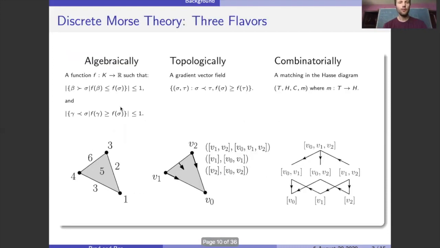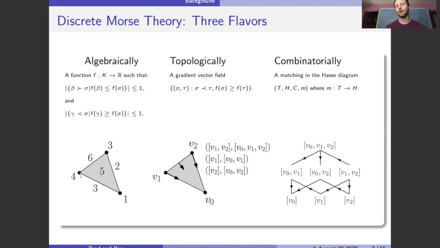So we're going to work with discrete Morse theory. We can think of a discrete Morse function in 3 flavors. Algebraically, we have a function from, so here we're going to talk about our topological space as a simplicial complex. These results hold for the more general CW complex, but we're going to stick with simplicial complexes here. For each simplex, we assign a real number, and we satisfy these 2 inequalities. Generally speaking, a discrete Morse function is a function from the simplices to the reals, such that as you increase in dimension, your function also increases with at most 1 exception.